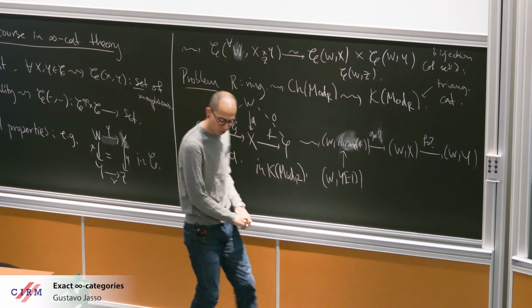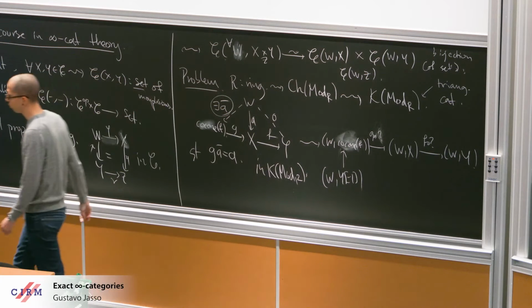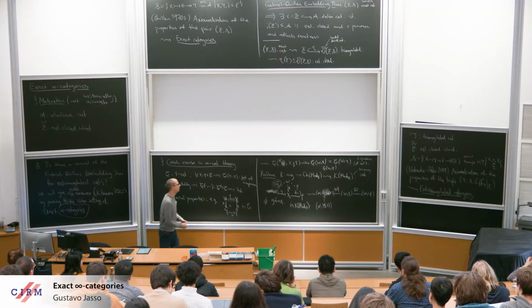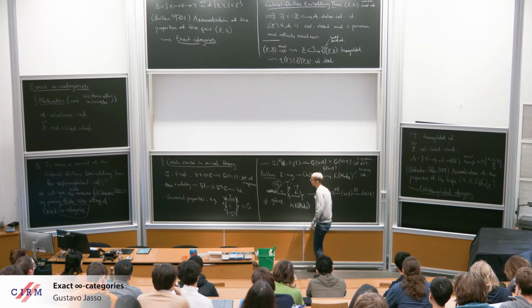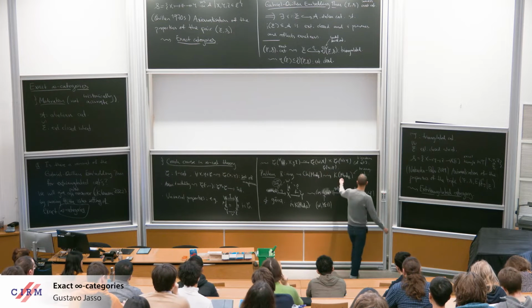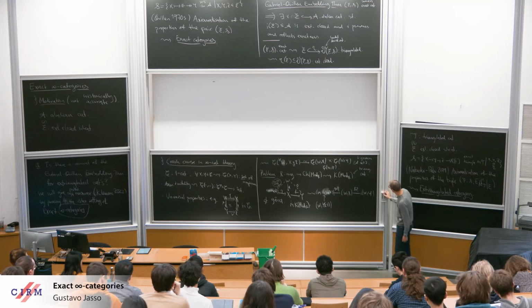Okay, so the question is how to solve this problem. The statement is we know that cocone is not functorial. So it's not characterized by a universal property, for example, here in the homotopy category of chain complexes.